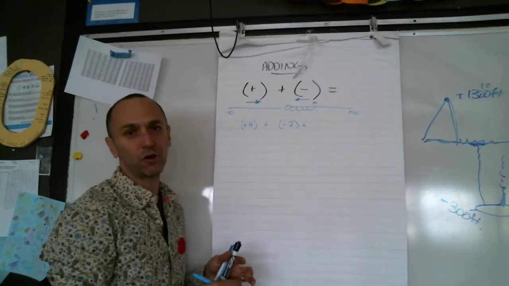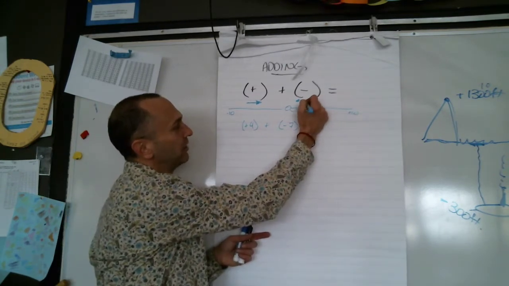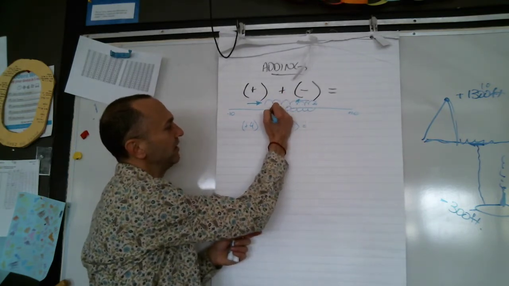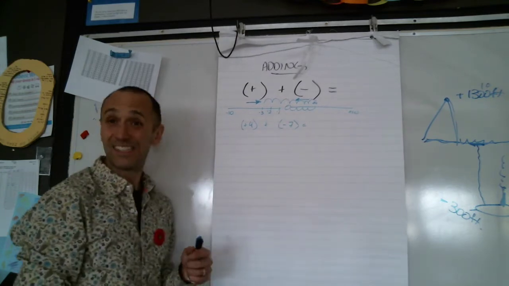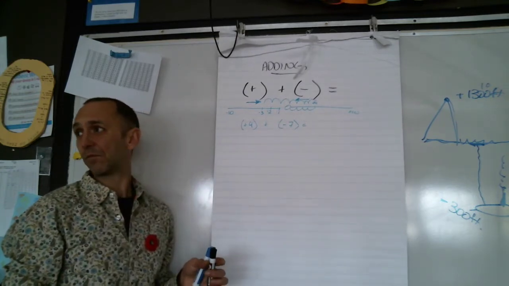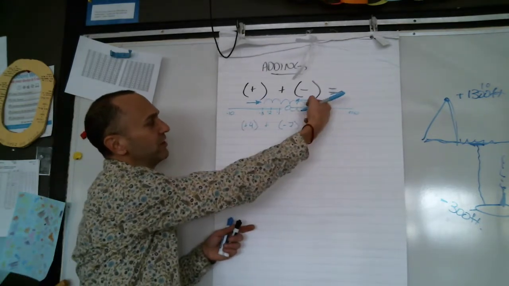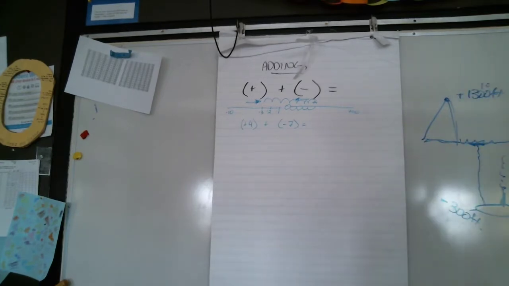Which direction am I going to go for my 7? Left. I'm going to go the opposite. Now I'm going to go 1, 2, 3, 4, 5, 6, 7. Well, this is negative 1, negative 2, negative 3. Do you see how that works on a number line? Yeah? So all I'm doing is going one direction, and the negatives take us in the reverse.